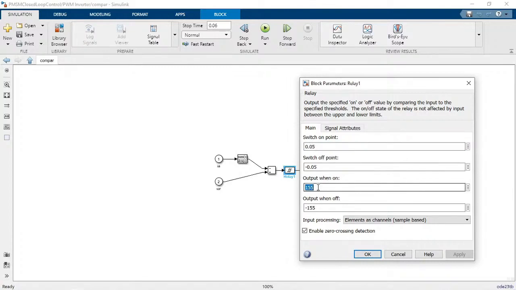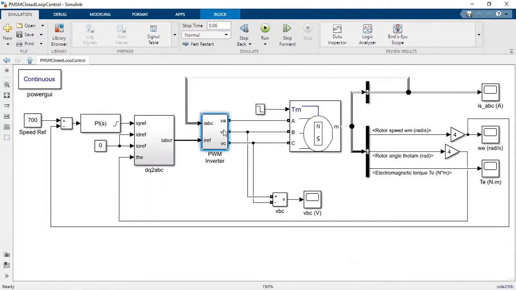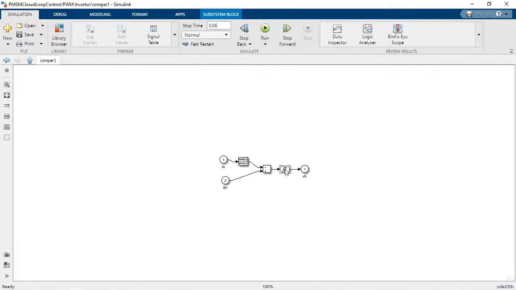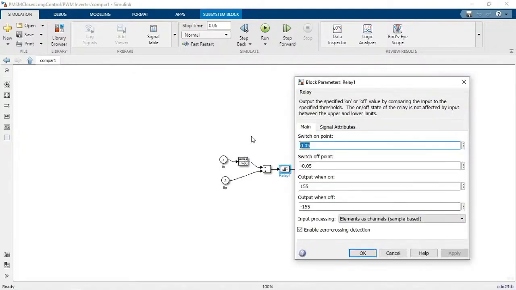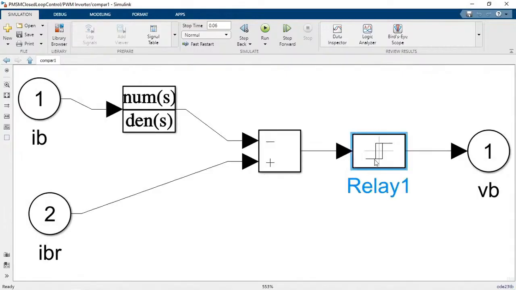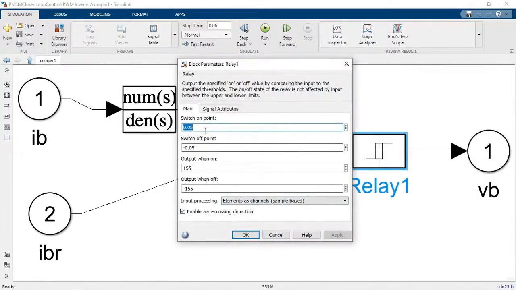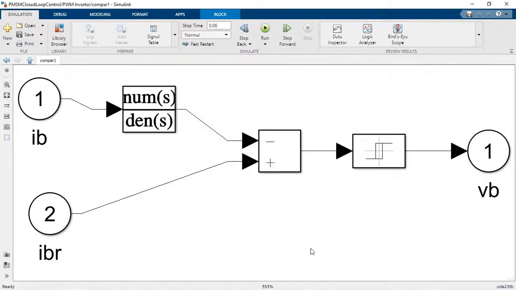So here we are equating the actual voltage. Now we need a 440 voltage maximum at the motor terminal. So for the A phase, the maximum voltage is 155, and similarly negative 155. And for the B phase, again the same criteria, 155 and minus 155. Whenever the error value reaches minus 0.5 and plus 0.5, then it will emit that value.